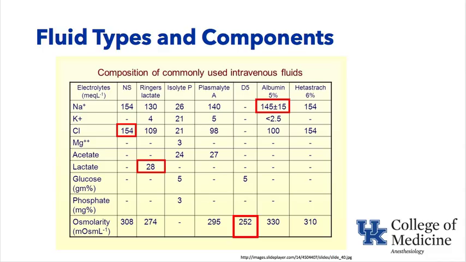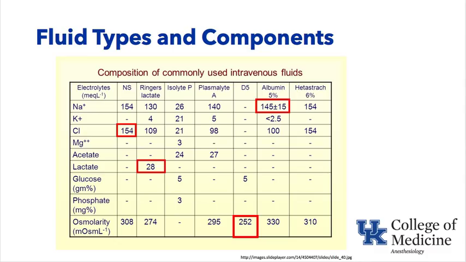Fluid types and components. Let's look at normal saline first. 154 milliequivalents of sodium, 154 milliequivalents per liter of chloride. So very hyperchloremic and lots of sodium and hyperosmolar, 308 osmolarity. As opposed to Ringer's lactate, which is isoosmolar, about 274, lactate of 28. Lactate, as you probably know, is metabolized to bicarbonate, as is citrate. And if you look at D5W, the osmolarity is below, or hypoosmolar to normal, 252.